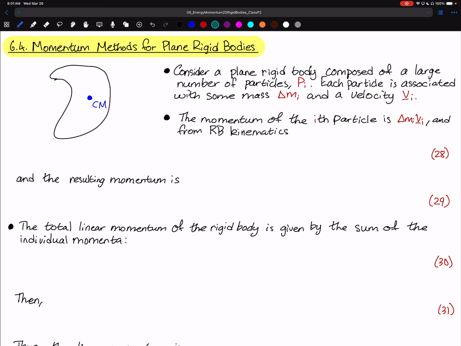And then we're going to consider this rigid body being composed of a number of particles with, say, p sub i. And then each particle is going to have some mass, delta mi, and then a corresponding velocity, vi. So we'll draw a point pi here. There's our velocity vi. And then there's a whole bunch of these points all over with whatever velocities they have.